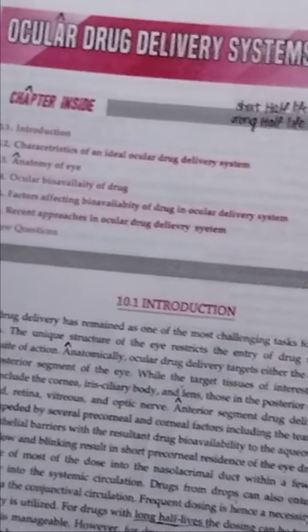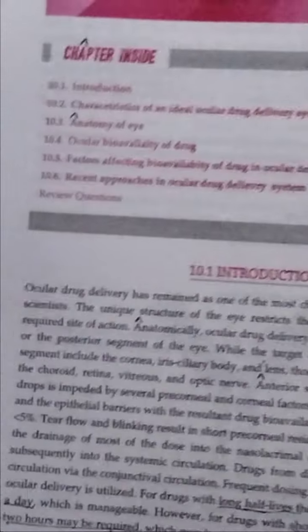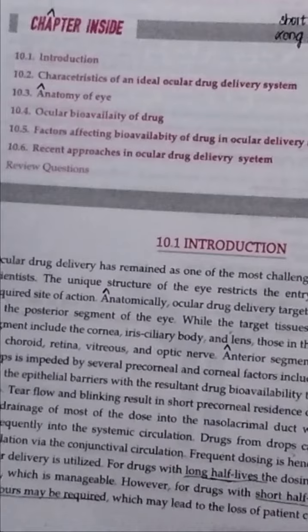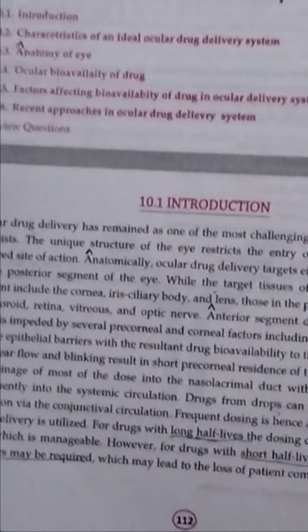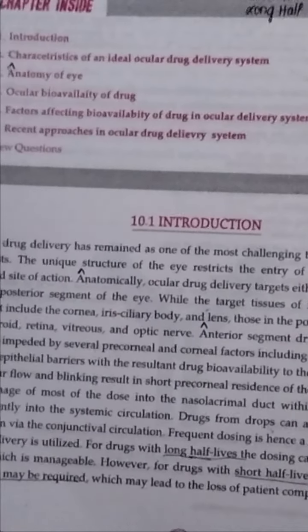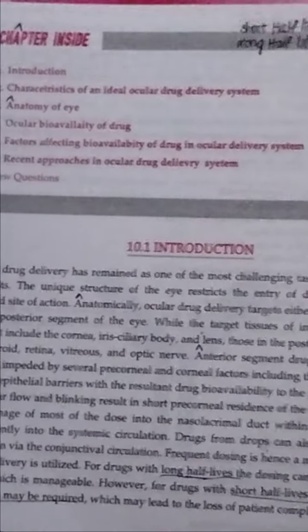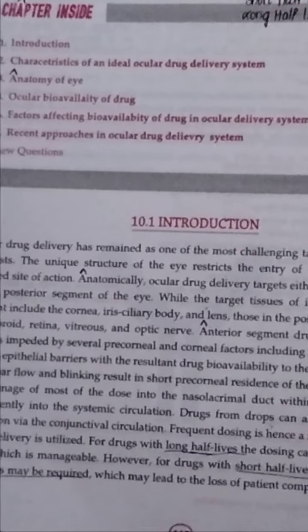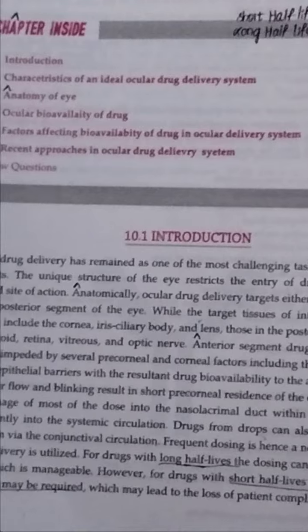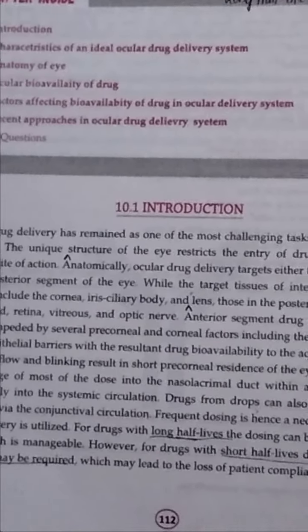Topic is ocular drug delivery system. Here in this chapter we will discuss introduction, characteristics of an ideal ocular drug delivery system, anatomy of the eye, ocular bioavailability of drug and factors affecting it, and recent approaches in drug delivery system.